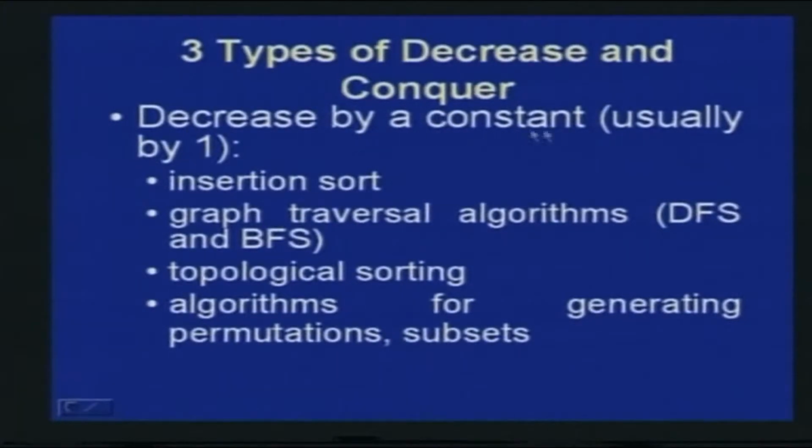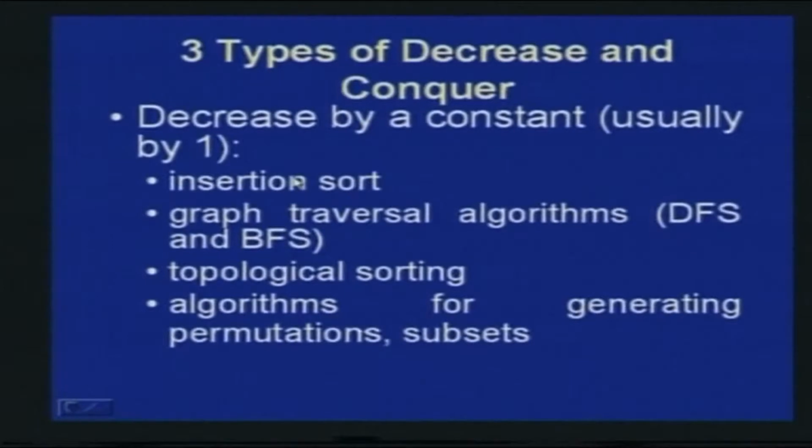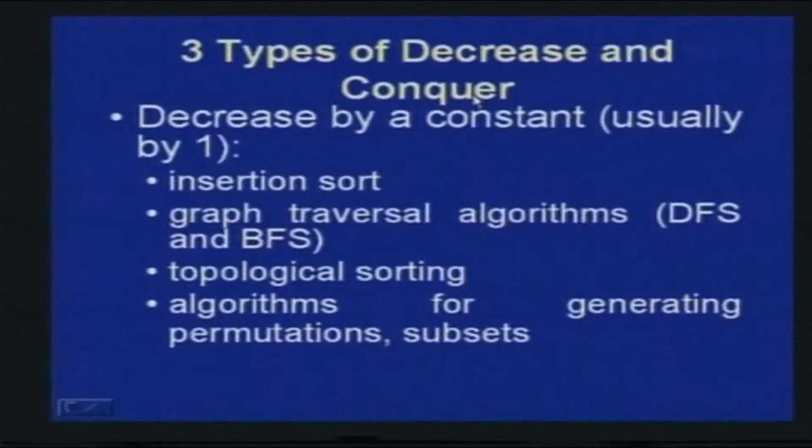They are decrease by a constant, usually by 1. Examples are insertion sort, graph traversal algorithms like depth first search and breadth first search, topological sorting, we will see this topological sorting as we go along, and algorithms for generating permutation and subsets. All these are examples of this, these two are sorting algorithms, the others are not sorting algorithms, because as I already told you, this decrease and conquer is an algorithmic design technique, and here we are decreasing by a constant.